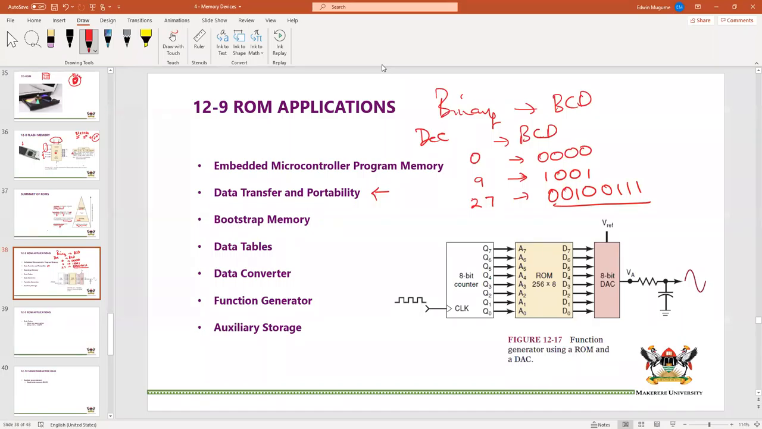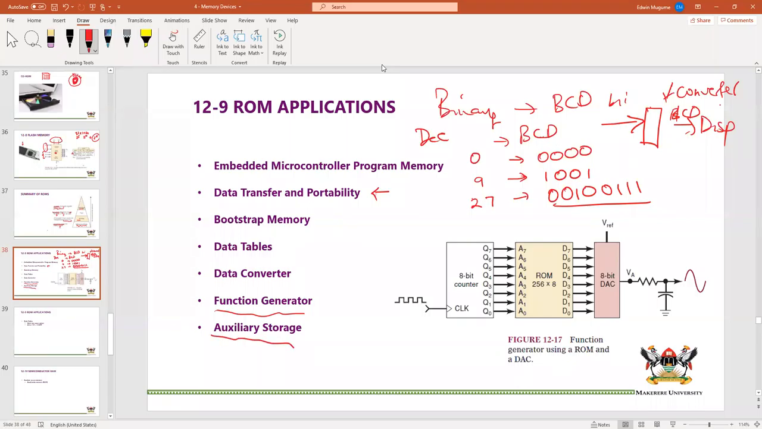So for instance, you have a system that is generating bits like a computer, but you want to display those bits on a monitor. A monitor uses, for example, the 7-segment decoders that we looked at, which were display decoders. Then between your computer output and the display, you need a data converter: you have binary here and BCD here, so you need to convert. This conversion is the same every time, so you can use your ROM to store that conversion. Function generators are interesting, but before we go to function generators, let us look at auxiliary memory.